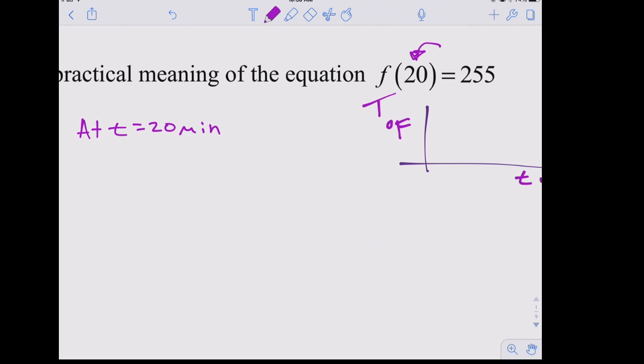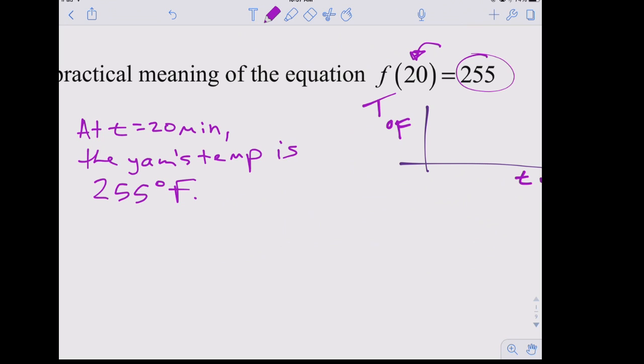You can refine that a little bit, saying after the cold yam has been in the oven for 20 minutes, comma. You could do that. That's just a little bit wordy. At T equals 20 minutes, comma. And what is 255? What are the units of 255? Degrees Fahrenheit. That's the instantaneous temperature of the yam, right? So at T equals 20 minutes, comma, the yam's temperature. You don't want to use the passive voice, right, and say the temperature of the yam. The temperature belongs to the yam, right? The yam's temperature is 255 degrees Fahrenheit.